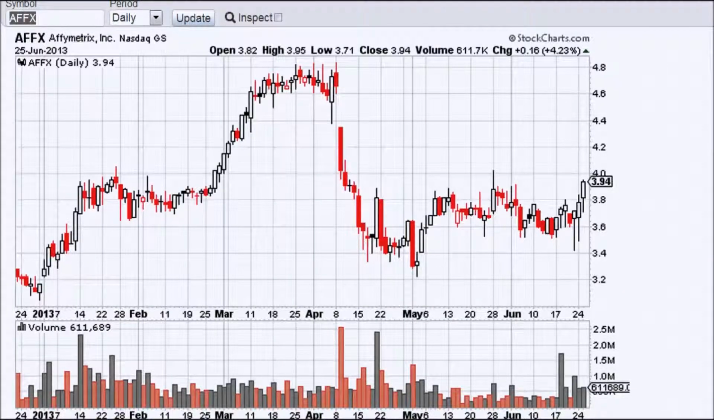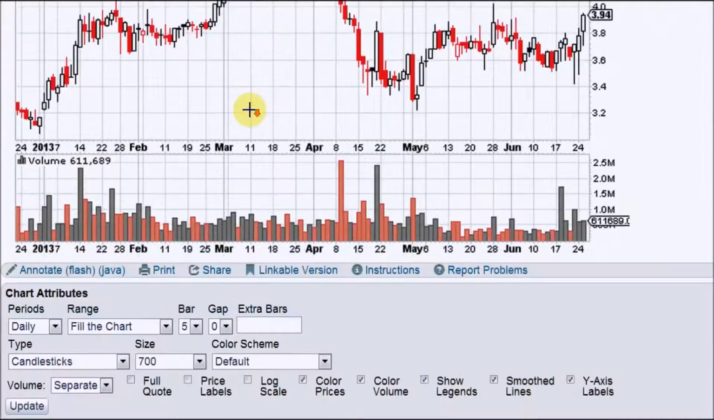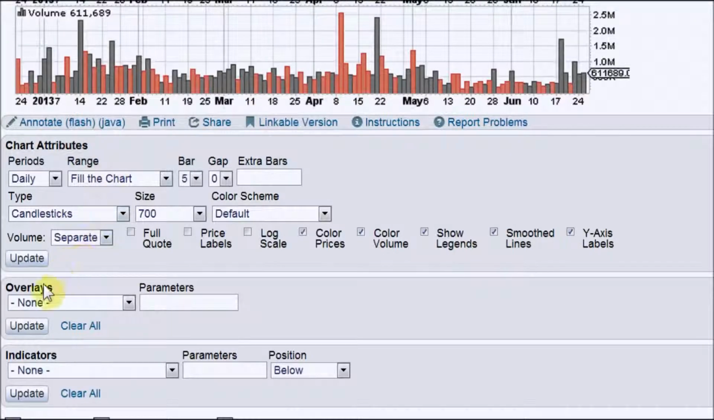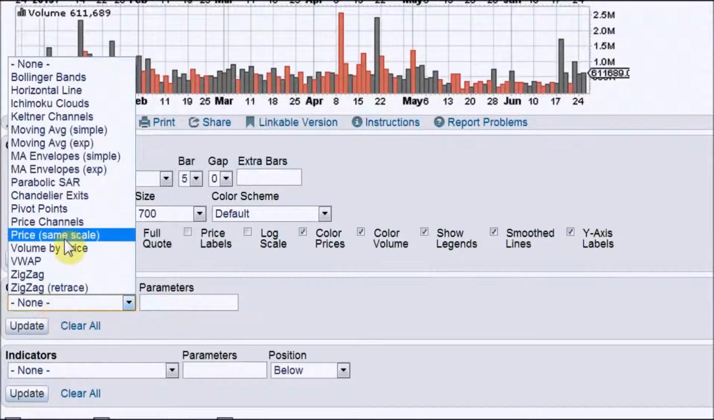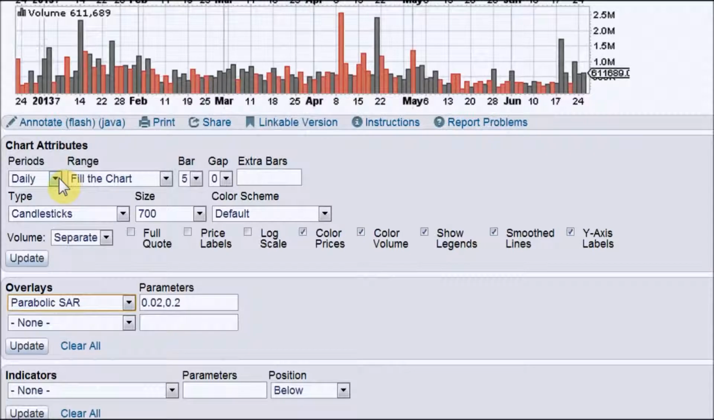Today's lesson is on the parabolic SAR. So let's go ahead and load one up here. Go down to Overlays, pick Parabolic SAR, and the parameters should always remain the same on this one.